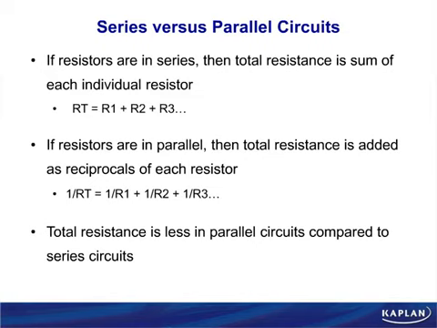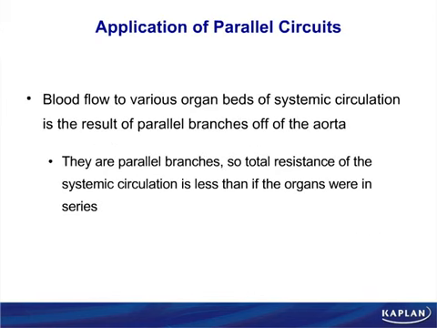And the systemic circulation is set up in parallel. Even though we have a higher resistance systemic compared to pulmonary, just think how high the resistance would be if the systemic circulation was in series rather than in parallel. So here again, we're just recapping that idea. Blood flow to the systemic circulation is through parallel branches off the aorta, so total resistance is less than if they were in series.